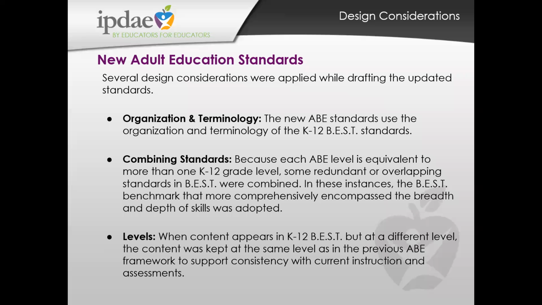A second design consideration is around combining standards. As we know, each ABE NRS level is equivalent to more than one K-12 grade level. So in some cases where there were redundant or overlapping standards in BEST, they were combined as needed. NRS level 1 is equivalent to grade K and 1, NRS level 2 equivalent to grade 2 and 3, and so on and so forth. In these instances, the BEST benchmark that more comprehensively encompassed the full breadth and depth of skills was adopted.